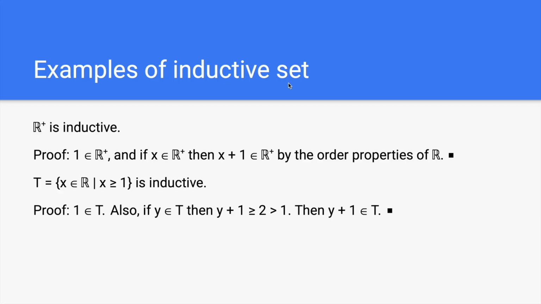Examples of inductive sets. R plus is inductive. Proof: 1 belongs to R plus, and if x belongs to R plus, then x plus 1 belongs to R plus by the order properties of R.